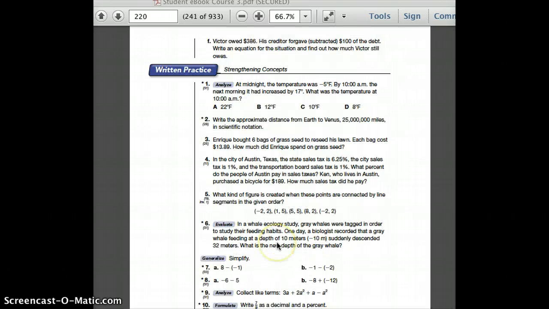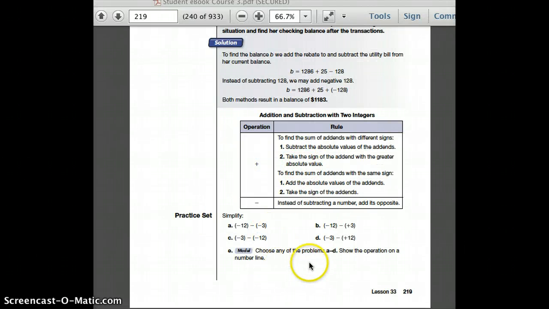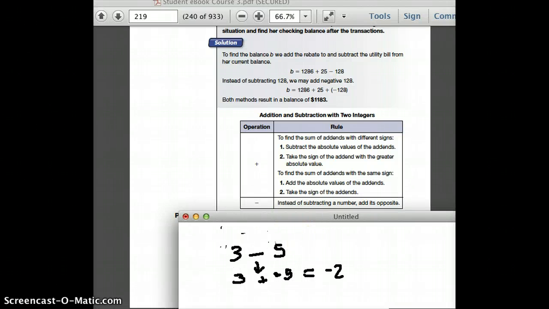Do A through F. Excuse me, there is one on the other side. A through F. Make sure that you do the model here. You can use a number line, or you can use chips or whatever you'd like to do. For a number line model, it looks like this. For a number line model, you would draw a number line first. Let's draw a number line.